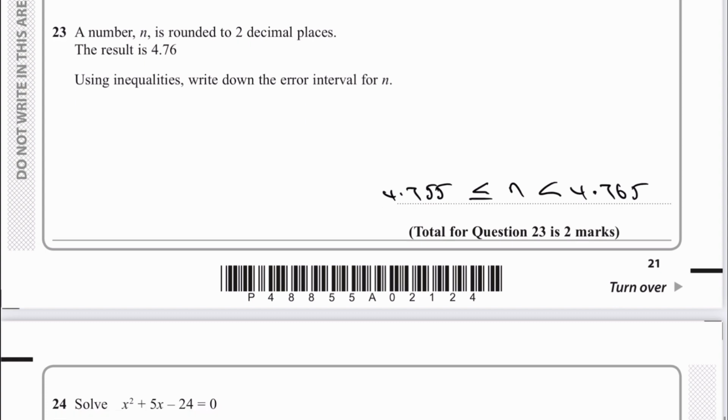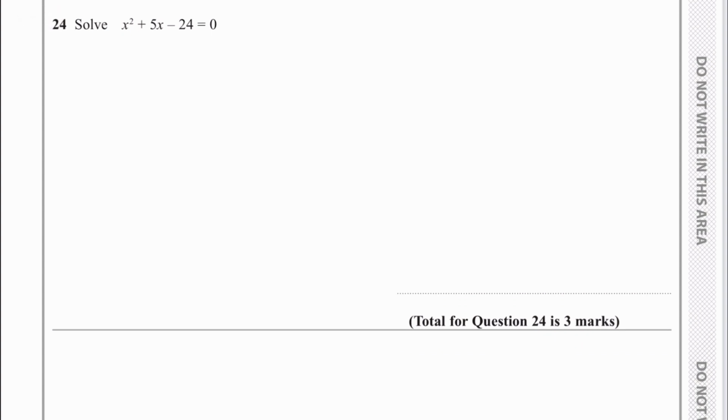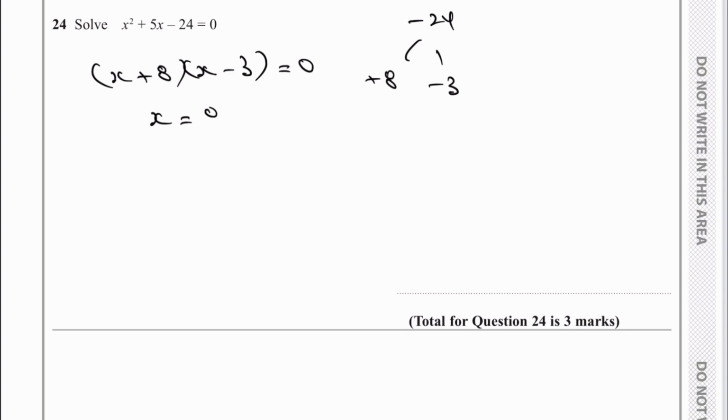Okay, let's move on then to question number 24, which is a quadratic equation. What we're looking for is two numbers that when we multiply them together make minus 24. Well, those two numbers are going to be positive 8 and negative 3, and then basically we're going to write this as x plus 8 multiplied by x minus 3 equals 0. So if I've got x minus 3 equals 0, it means that x equals 3. I'll just rub that out, sorry about that. And if I've got x plus 8 equals 0, then it means that x equals -8, and that's the answer to question number 24.